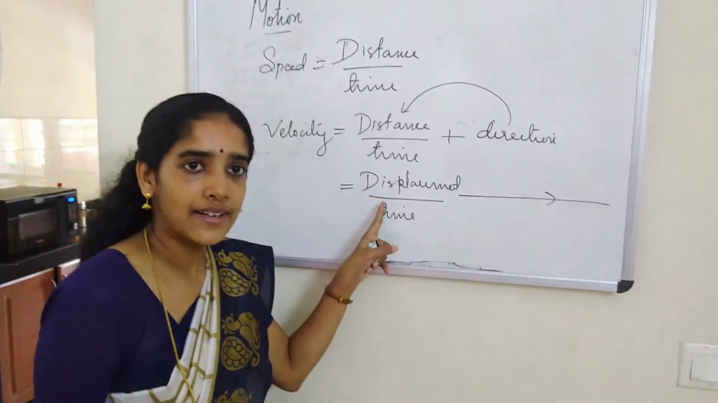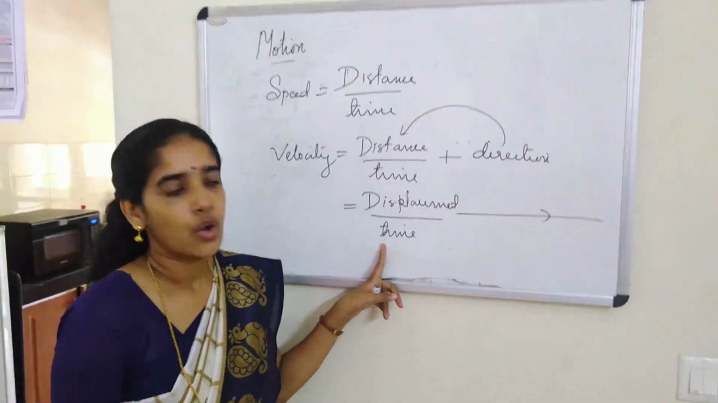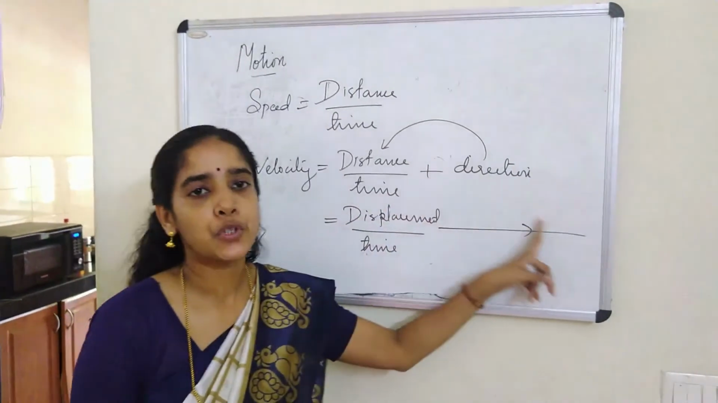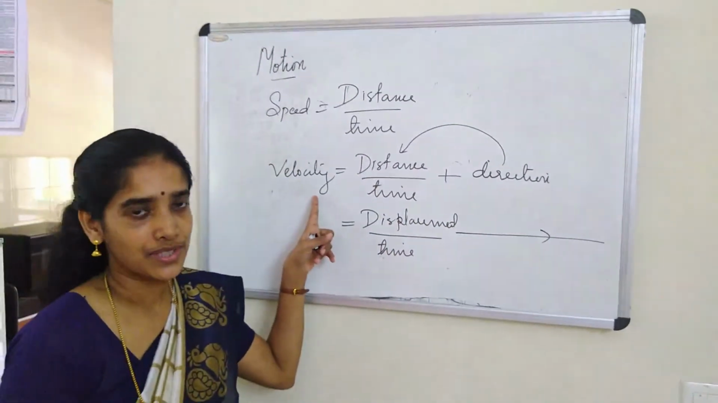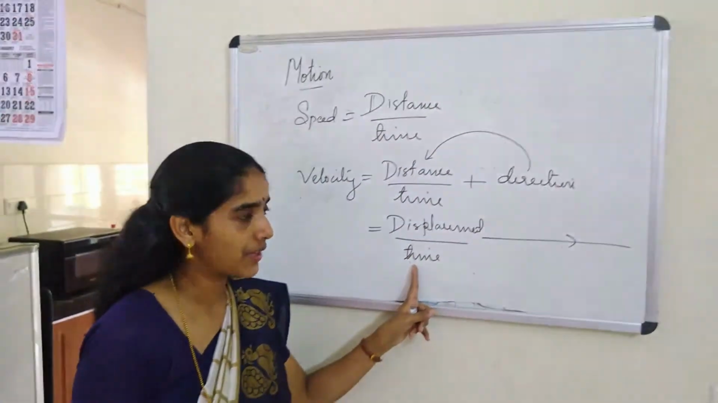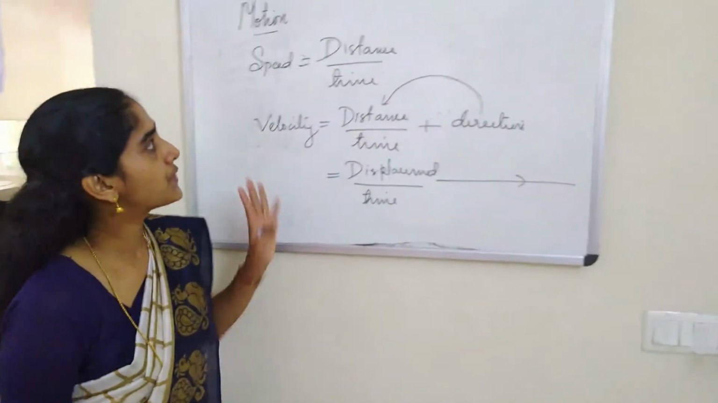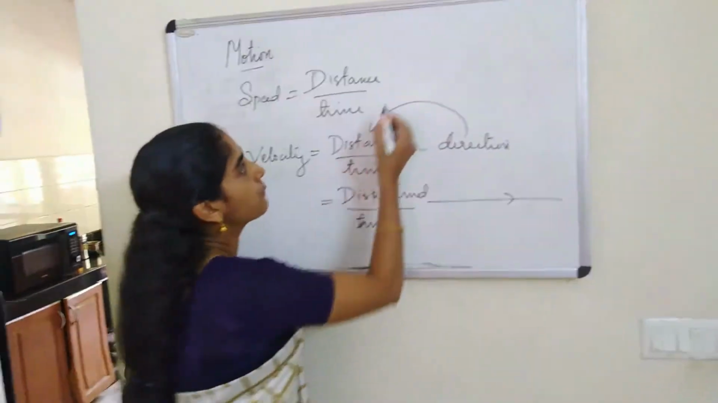So what is the definition for velocity? It is the rate at which, or you can say it is the displacement of an object in unit time, or rate at which displacement is produced. That is called velocity. What is speed? It is the rate of distance travelled. Velocity is the rate of change of displacement. In both the cases, what you see, let us talk about the unit.